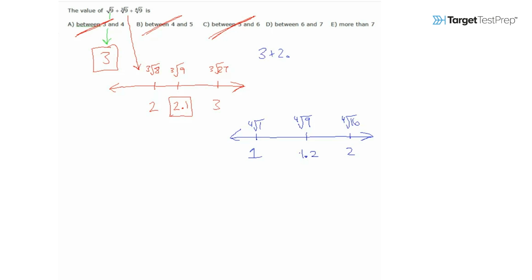We get 3 plus 2.1 plus 1.2, and we see that the answer is between 6 and 7, so it's D. So hopefully, if this was a struggle for some of you, my suggestion is throw this on a flashcard, know how to do these approximations, and life is going to become a lot easier.